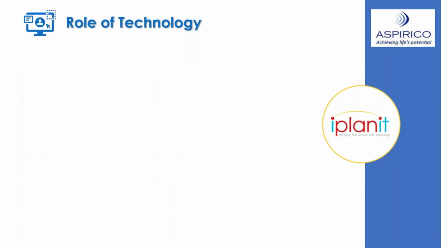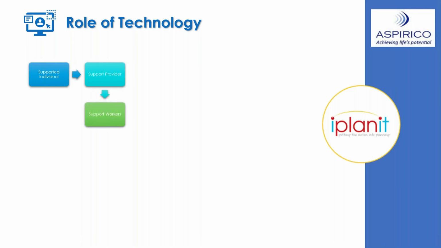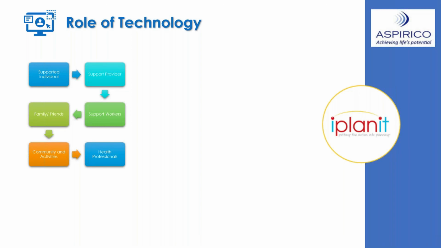And just to illustrate that point, if you're looking at a paper-based system or a legacy system, a supported individual may provide the information to their provider. This goes on to their support workers. That information then may go into family and friends who put their impact back in. Community and activity centres and things like that will then have their input. Health professionals have their input. Social workers have their input, and then we get back to the supported individual. But in this process, what you've actually done is build in potential pain points where you've got duplicate information, conflicting information.